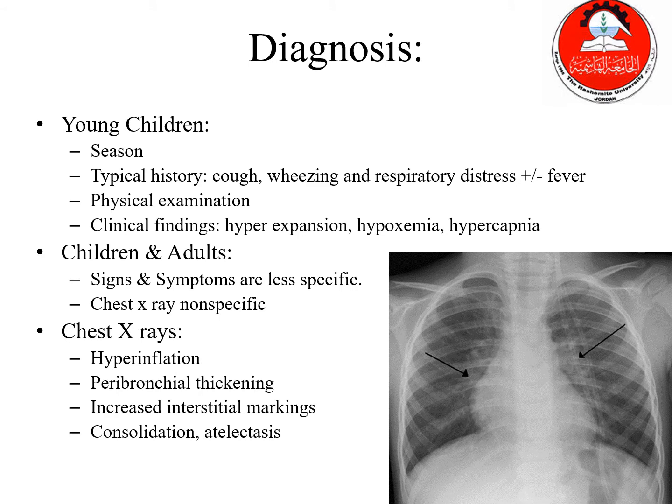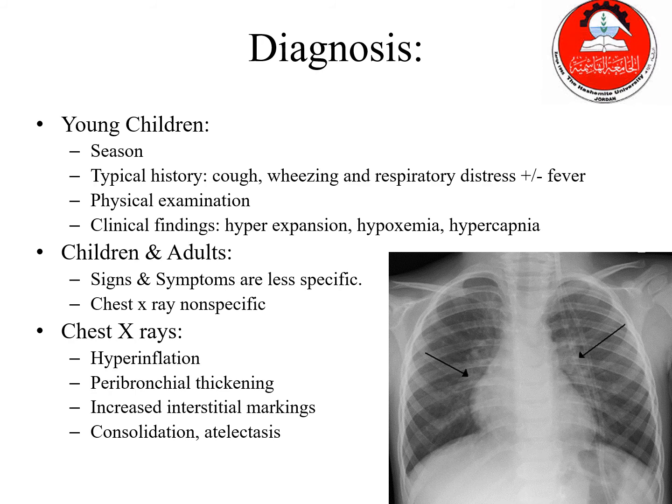How to diagnose a child with respiratory syncytial virus infection? We need to take a good history and do a physical examination, and we need to think of the season, the winter season. As we said, most cases are seen between November and April. In the history, the mother might mention that her child has cough, wheezes, respiratory distress, and he might also have a fever as well.